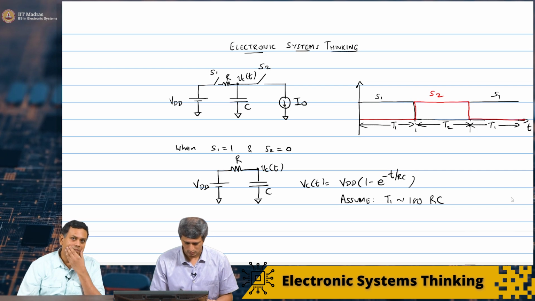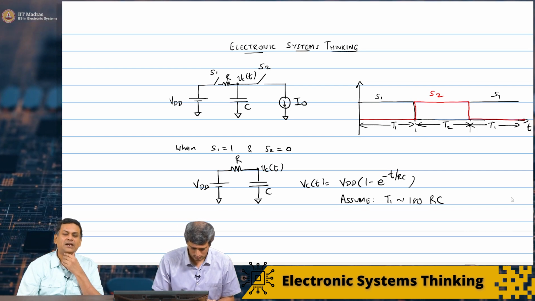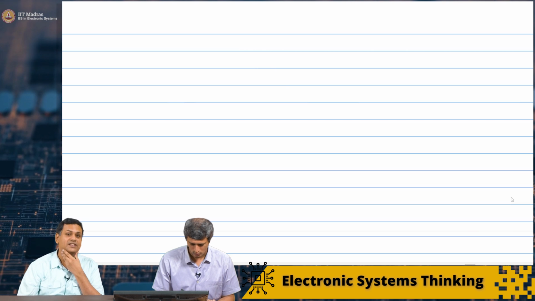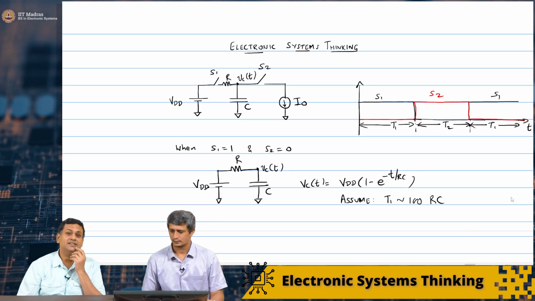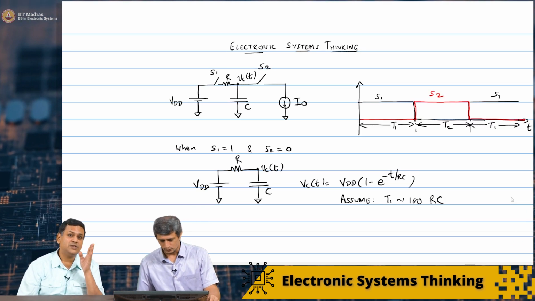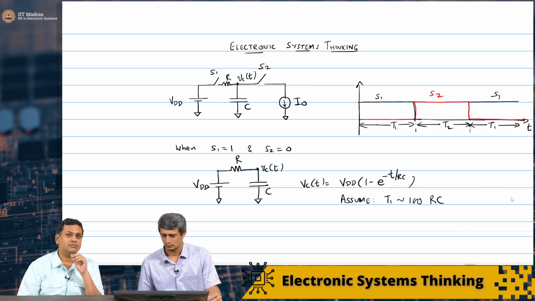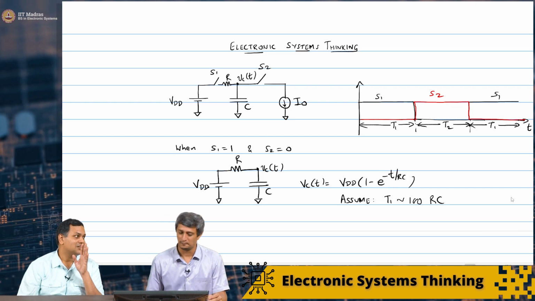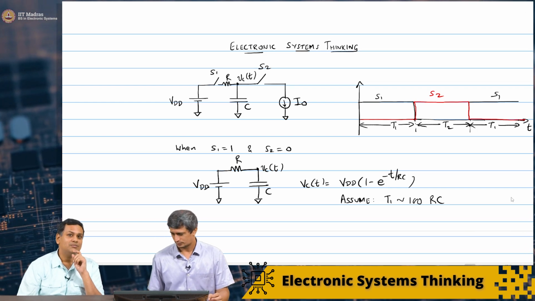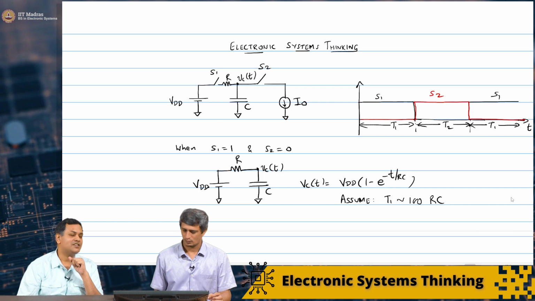So now in the second phase, when S1 is 0 and S2 is 1, switch S1 is open. In fact, there can be no current through R1 then. Correct, exactly. So my guess is that this I0 is just going to discharge the capacitor.